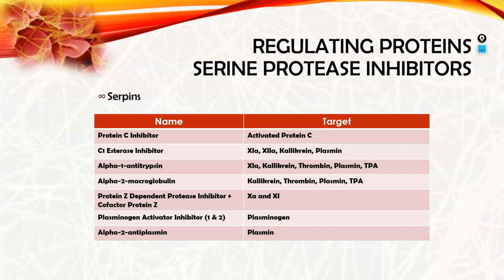Plasminogen activator inhibitors, or PAI, we're going to talk a lot more about when we talk about fibrinolysis. They inhibit plasminogen activators, again, not a particularly clever name. And alpha 2 antiplasmin is going to react against plasmin. So, we didn't have very creative people coming up with the names on some of these.